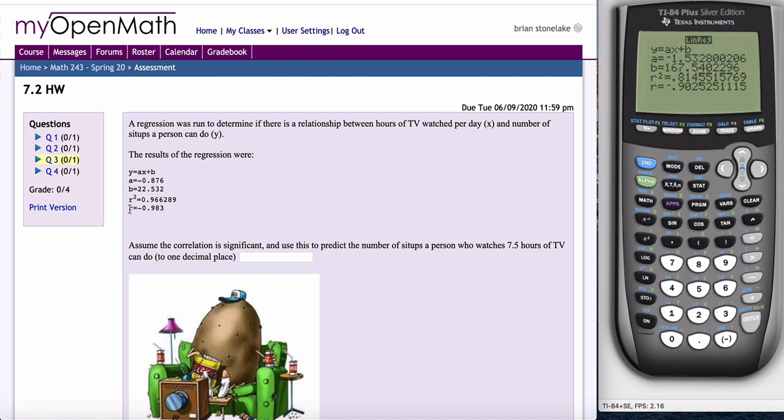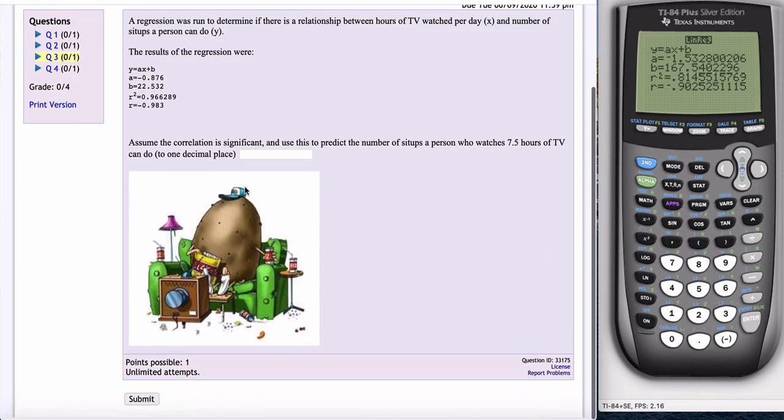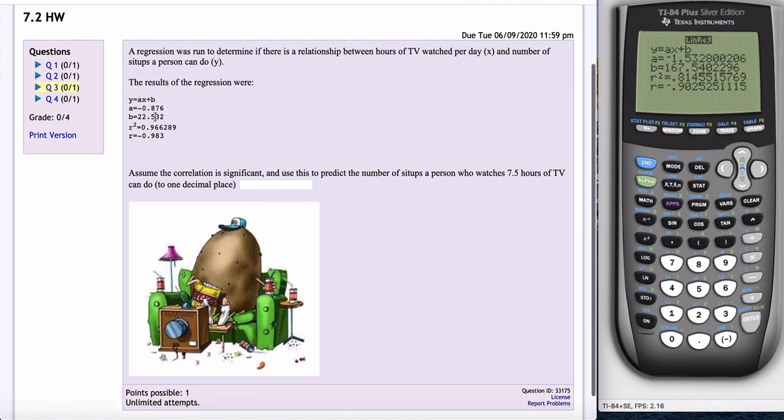And then using this, you're supposed to understand what this all tells you. Assume the correlation is significant, ignore that. Use this to predict the number of sit-ups a person who watches 7.5 hours of TV can do, and round it to 1 decimal place. So that's all you do. You're making a prediction down here with this output. But in order to make that prediction, you need to understand this output.